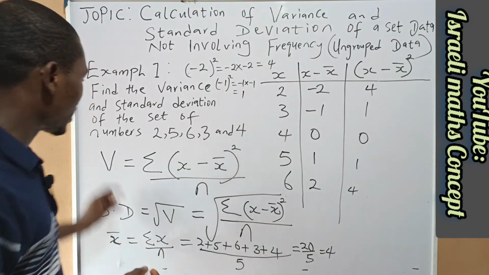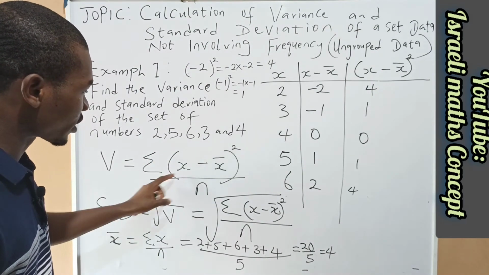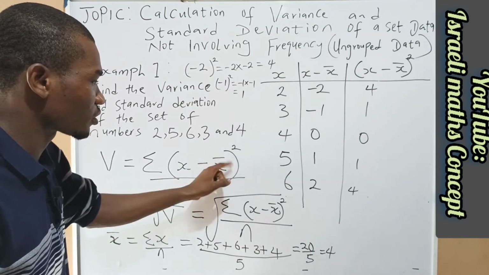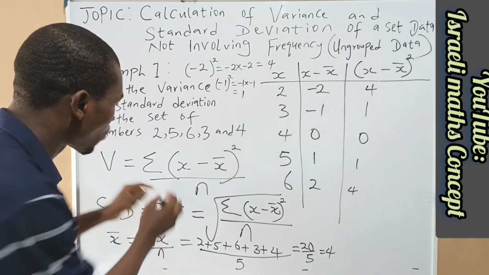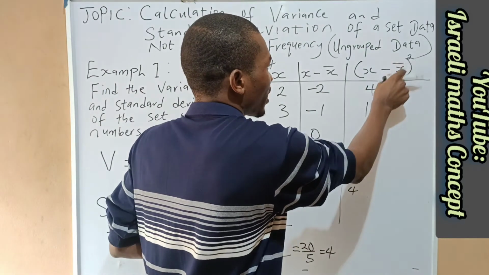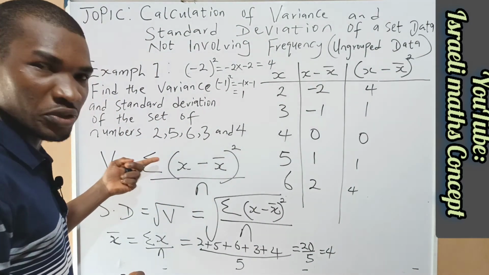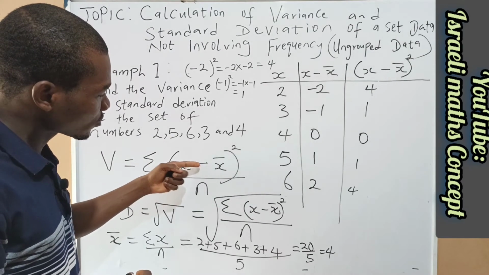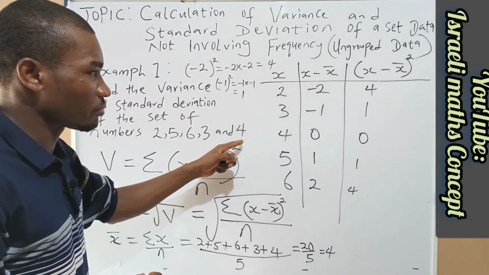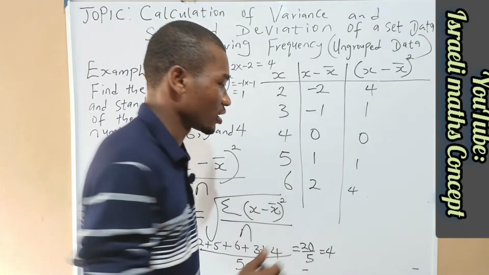Then we want to find our variance. The formula for our variance says summation of, in bracket, x minus x bar, all raised to the power of 2. That means we want to sum everything that pertains to x minus x bar raised to the power of 2. That is the meaning of the numerator we have here. We want to sum everything in this side.